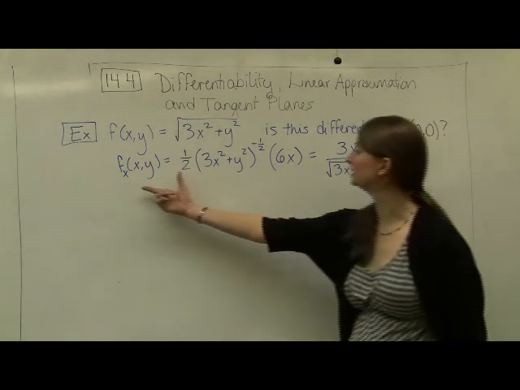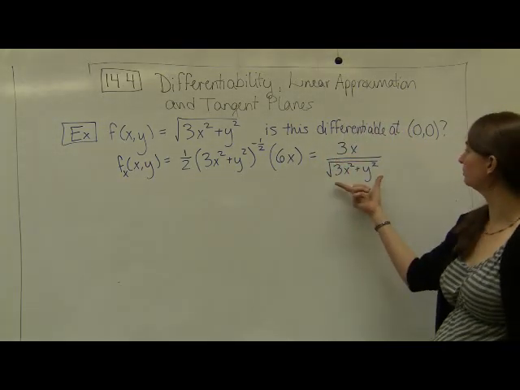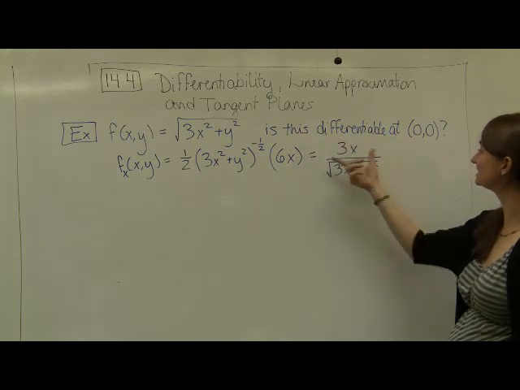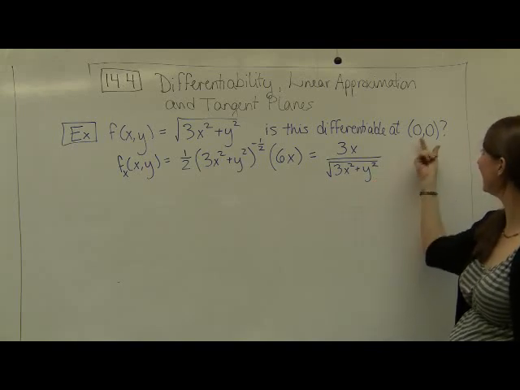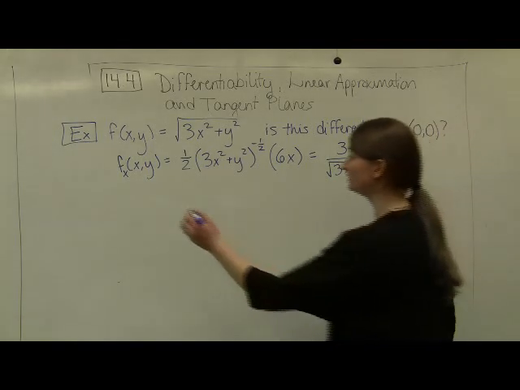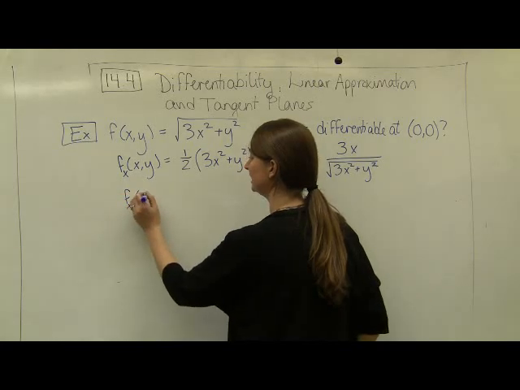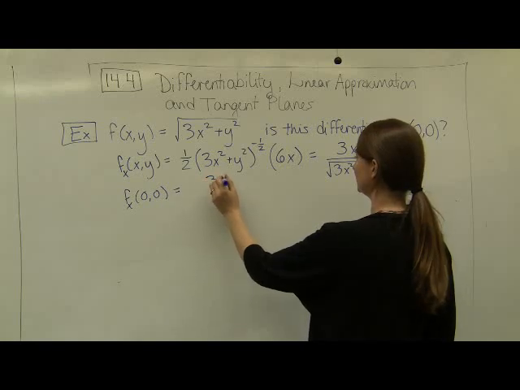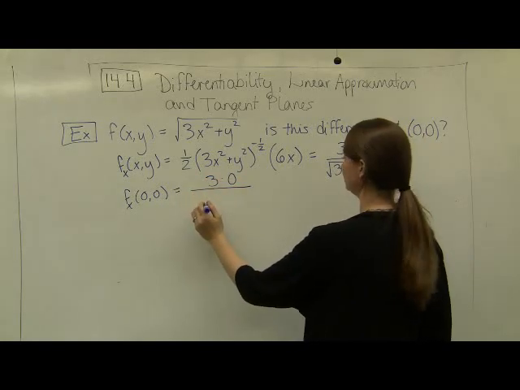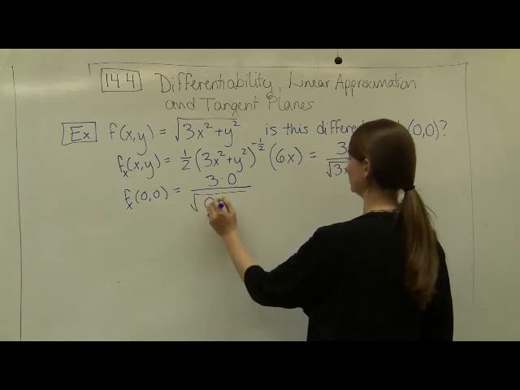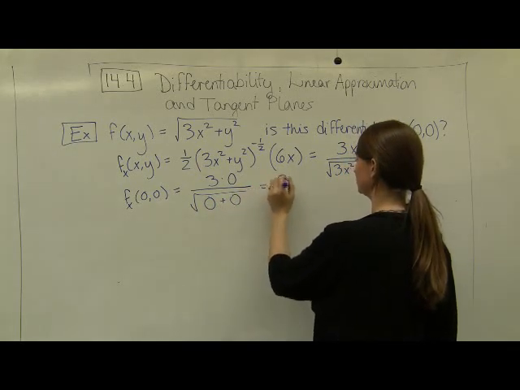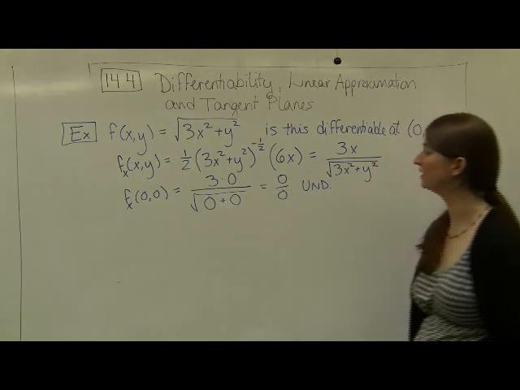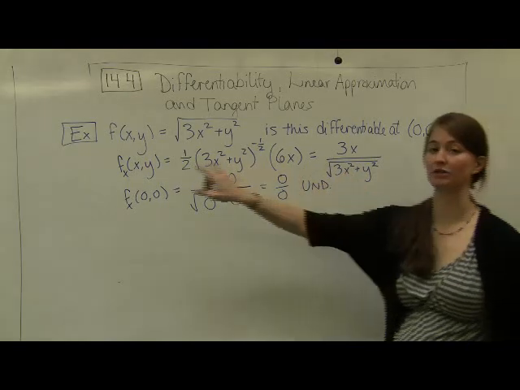So now we have a function, which is our partial derivative with respect to x. I need to know, does this exist, and is this continuous at the point (0, 0)? So I can evaluate it at the point (0, 0), and I get 3 times 0 divided by the square root of 0 plus 0, which is 0 over 0, which is undefined.